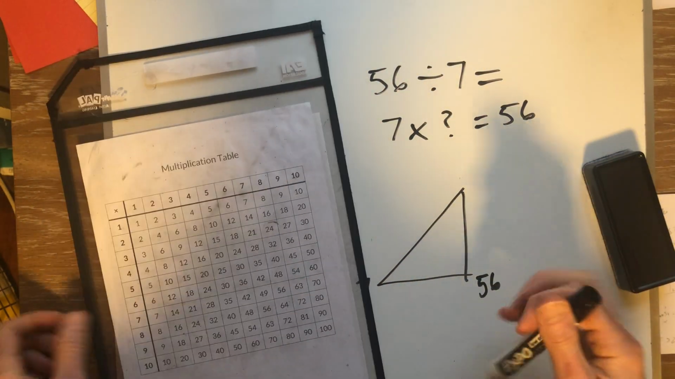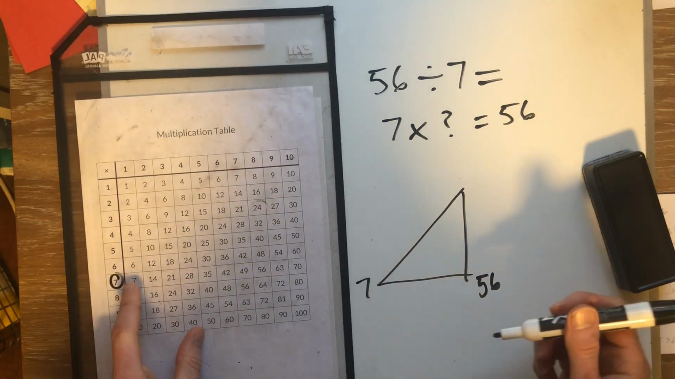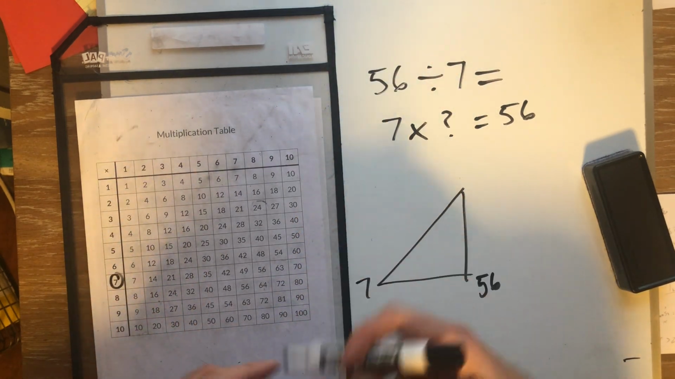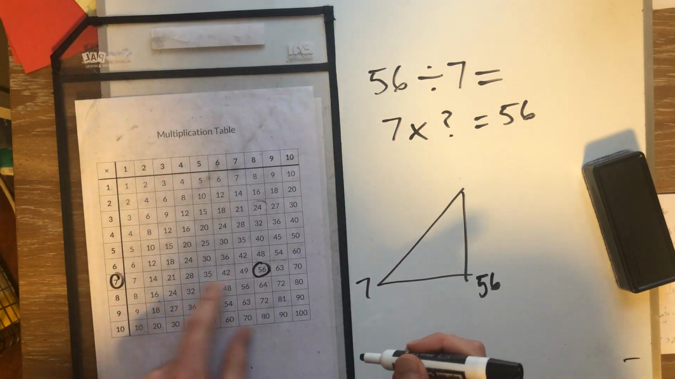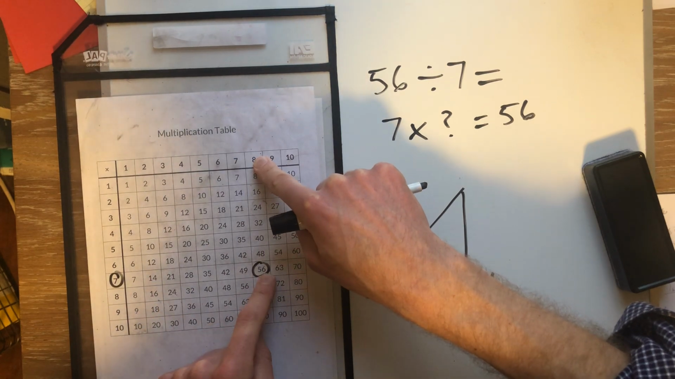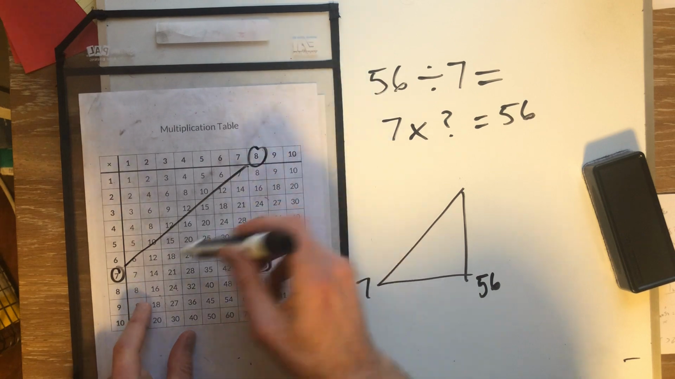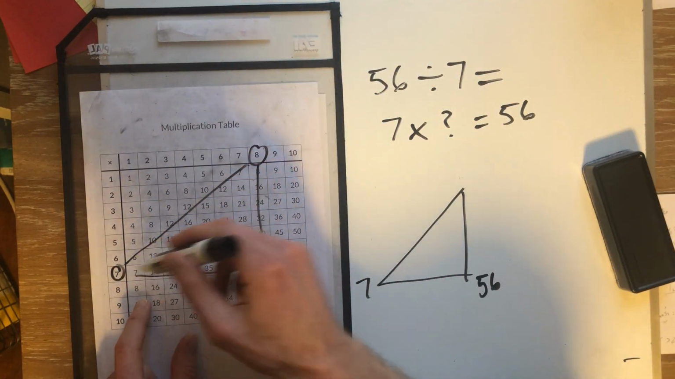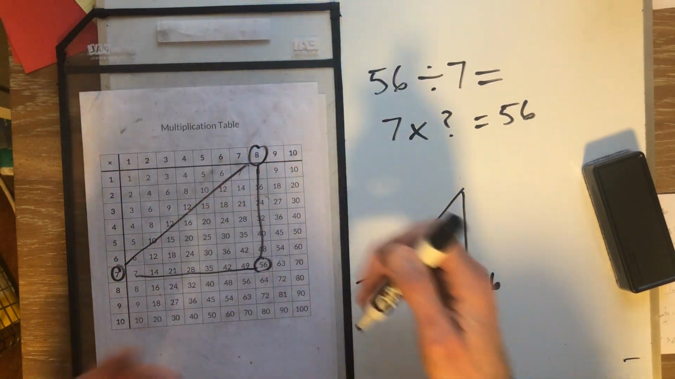But if you don't, you find your 7 right here. And you ask, okay, how do 7 and what number with 56 work together? How are those related? Okay, keep going. You find 56 right there. And then you go up to find what the mystery number is. Oh, it's 8. So 7 times 8 equals 56. 8 times 7 equals 56. 56 divided by 8 is 7. 56 divided by 7 is 8. It's the same 3 numbers.